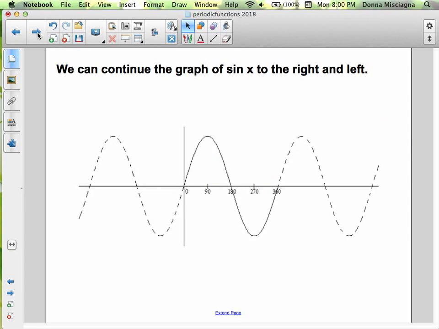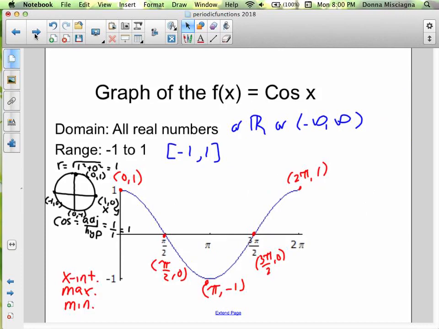You can continue the graph of sine to the right and to the left. We typically graph 1 period or 2 periods. We're going to be graphing 1 period. Sometimes you'll be asked to graph 2 periods, generally not more than that.